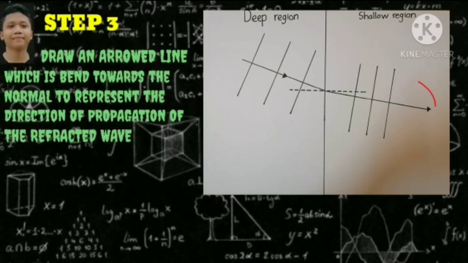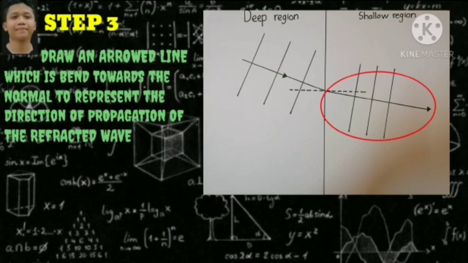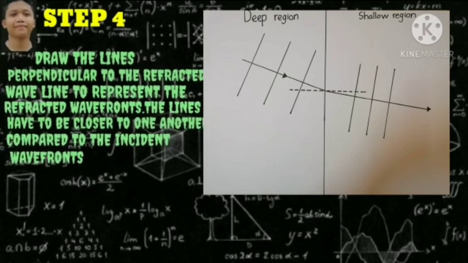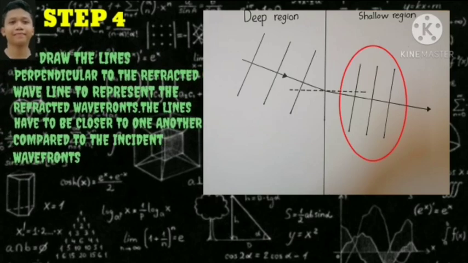Next, draw an arrowed line which is bent towards the normal to represent the direction of propagation of the refracted wave. Lastly, draw the lines perpendicular to the refracted wave line to represent the refracted wave front. The lines have to be closer to one another compared to the incident wave front.